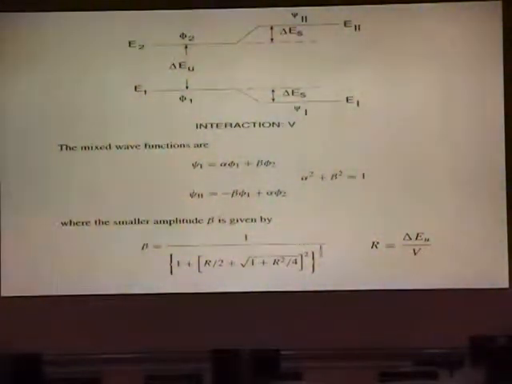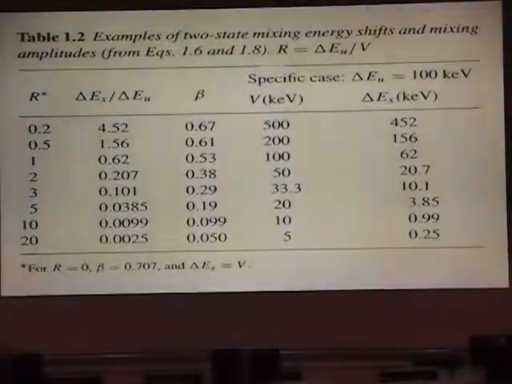If the two states are degenerate, same energy, then R will be 0, so you have 0 there, square root of 1 squared is 1, 1 plus 1 is 2, beta will be 1 over the square root of 2. Okay, here is a table just with some examples.